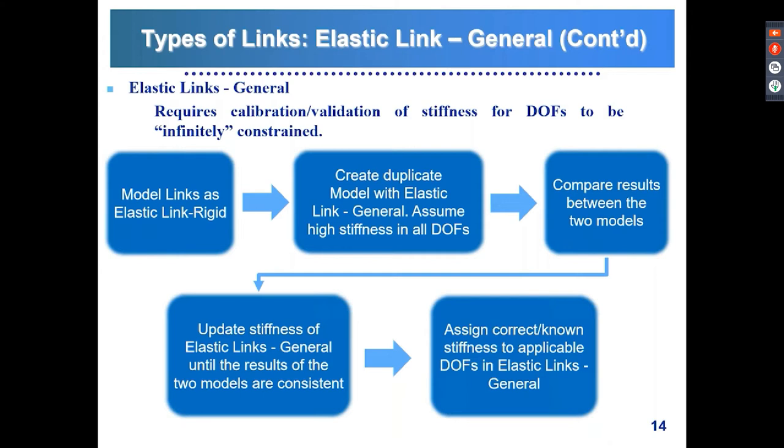Once you get the same results between both models, at that point you can say that the high stiffness that you have assumed or calibrated is actually behaving as a rigid link. After that, you can start releasing or applying the known stiffness to the specific degrees of freedom that you need to. In our previous case, after we did this, we got the same result from both models. Then we just assigned a zero stiffness to the axial degree of freedom.